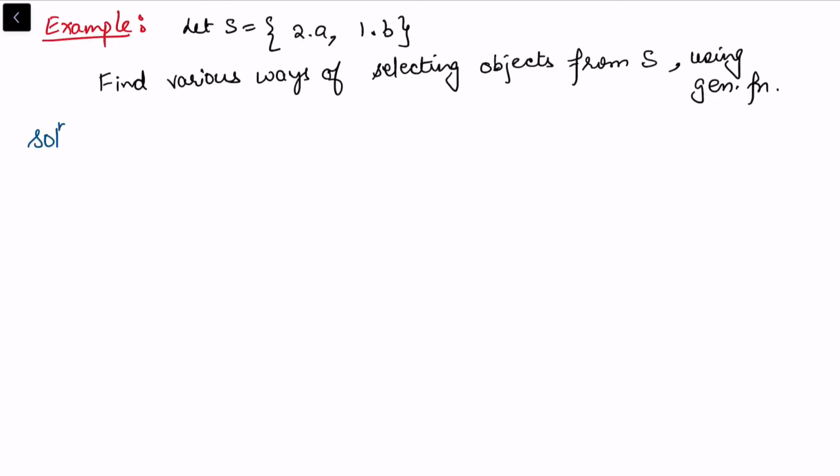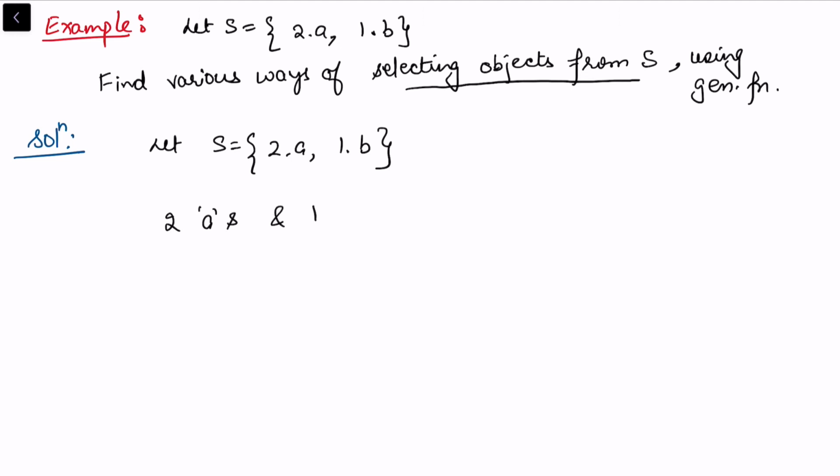Now again in this problem we can look at this set, 2 times A and 1 times B. This is like a multi-set notation. I want to find the ways of selecting objects from S. It has not said how many objects we have to select. That means we just need to consider the possibility that 1 object is considered, 2 objects are considered, 3 objects are considered, and so on. But if you look at the set, if I consider all, there are 2 A's and 1 B. So in total there are 3 objects.